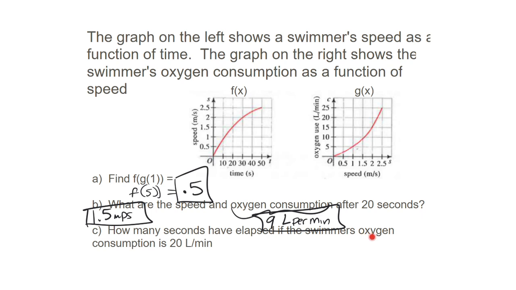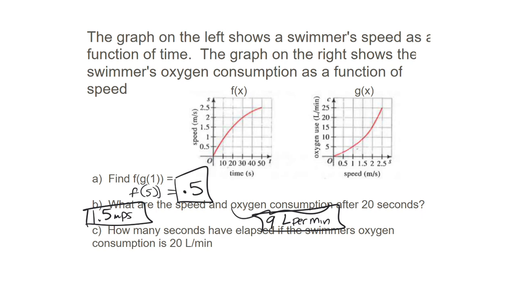You don't have options. Oxygen consumption is only here. And they tell us that the oxygen consumption is 20. So we're right here in this line. And the only thing I can find out is to go over here to this red curve and find out the speed. And I'm going to say that the speed is somewhere between 2 and 2.5. So I'm going to say 2.25. But that's not my answer. It's 2.25 meters per second. And the question is, how much time has elapsed?